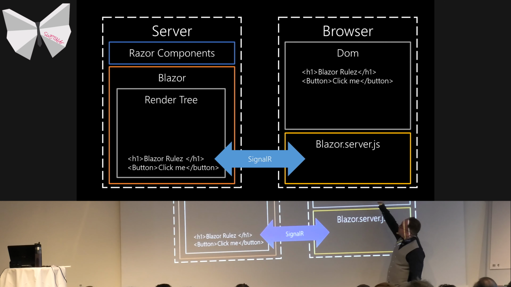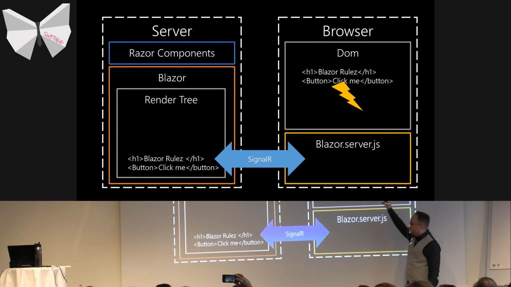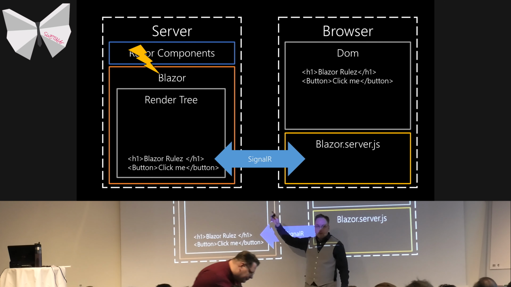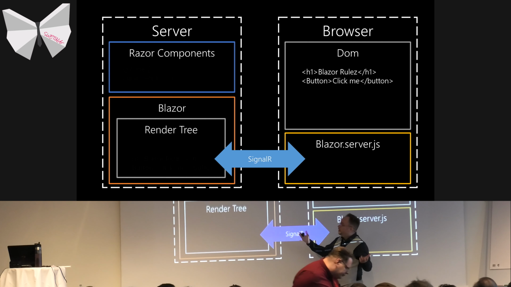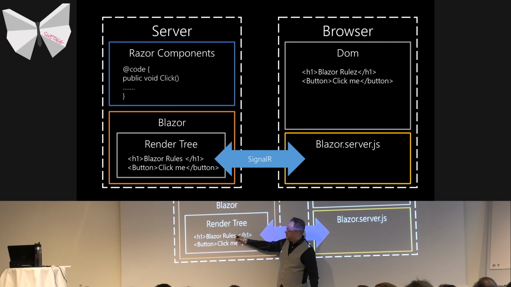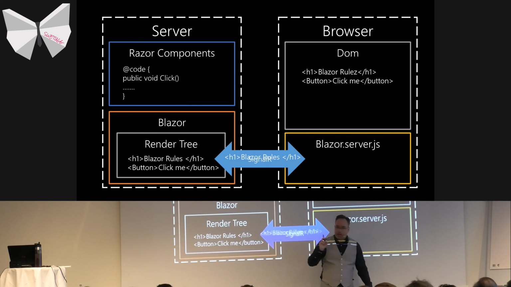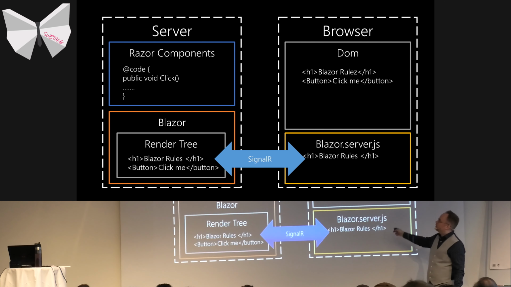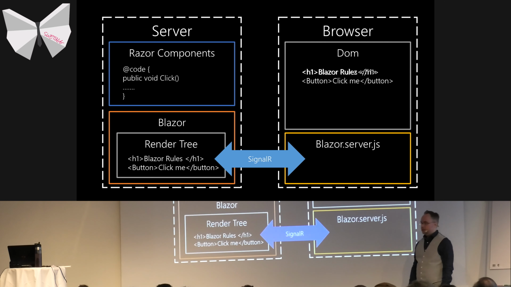And if I click the button, that event is going to go down over SignalR and into our Razor component. The Razor component is then going to re-render the page, change the output. In this case, I changed a Z to an S. Push that change, and that change only, over to the JavaScript, and the JavaScript will update the DOM.